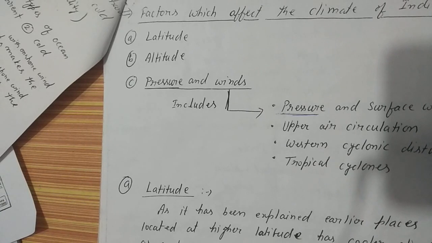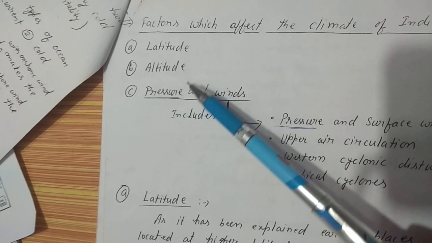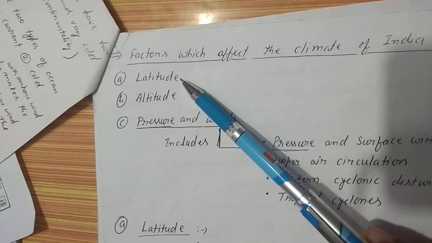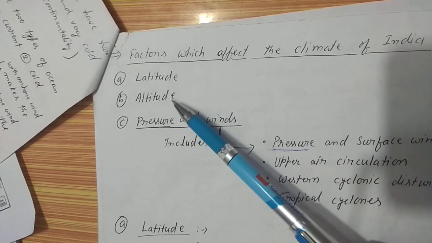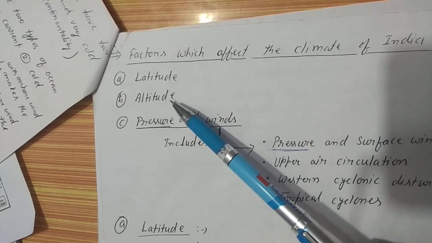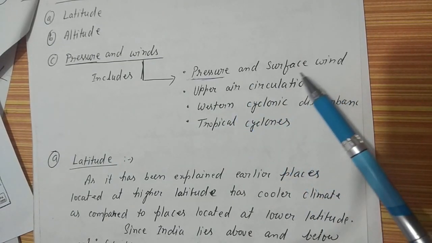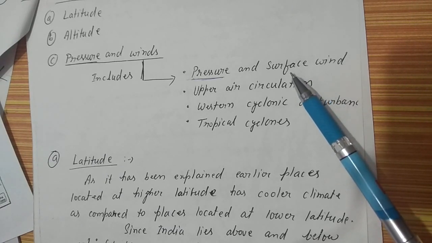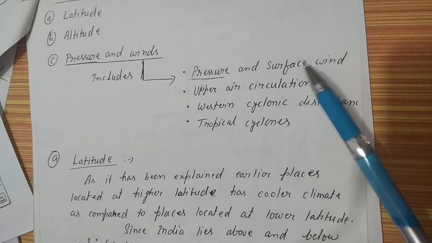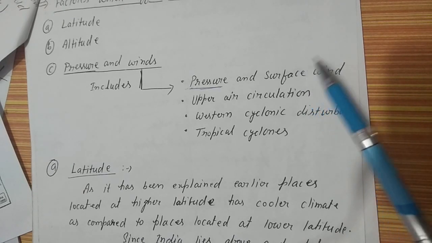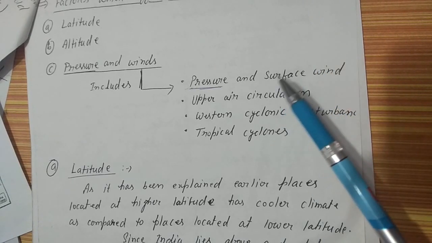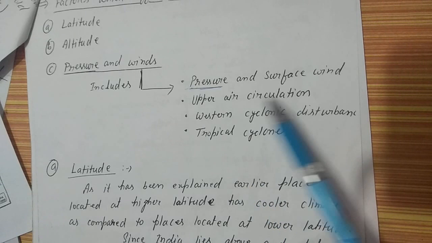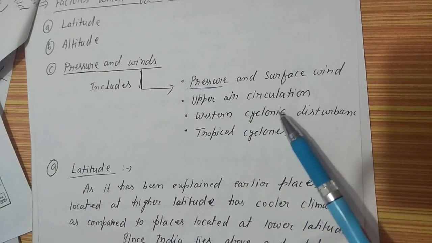So in this we discussed about latitude factor, altitude factor. In latitude we discussed about the location of India which affects the climate of India. In altitude we discussed about Himalaya, how Himalaya affects the climate of India. In pressure and surface condition we discussed which pressure condition affects the climate of India. So the development of low pressure over India attracts the monsoon wind from the southern hemisphere. ठीक है, now then in upper air circulation we discussed about the jet stream.